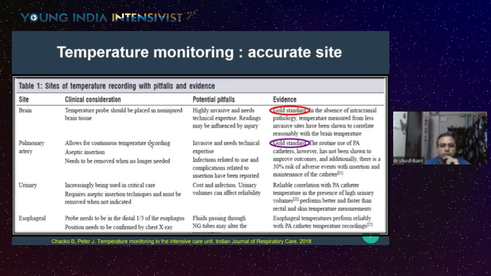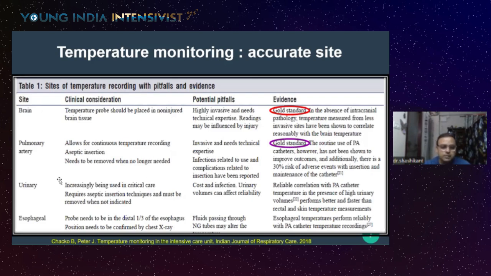So here is an overview of different sites of temperature monitoring, like brain, pulmonary artery, urinary bladder, esophagus, and all these sites have their pros and cons. As we can see here, measuring the temperature from brain and pulmonary artery is highly invasive. It needs technical expertise, and it is associated with infectious complications and other complications too.